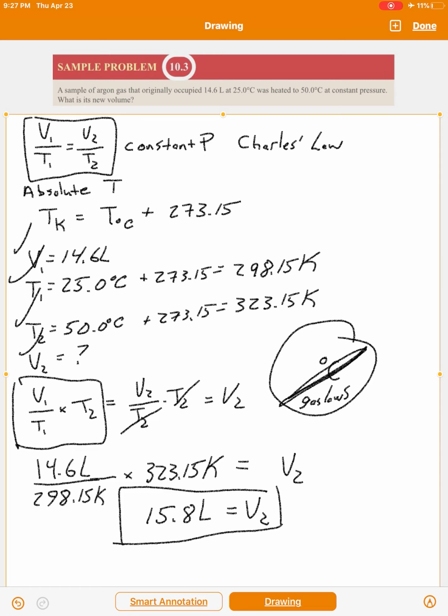Use the Kelvin scale, add 273.15. And again, heating a gas at constant pressure, that's Charles's law. Heating it, we would predict that the volume would increase. In this case, it went up from 14.6 liters up to 15.8 liters.